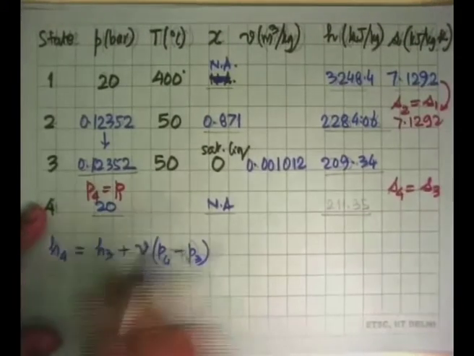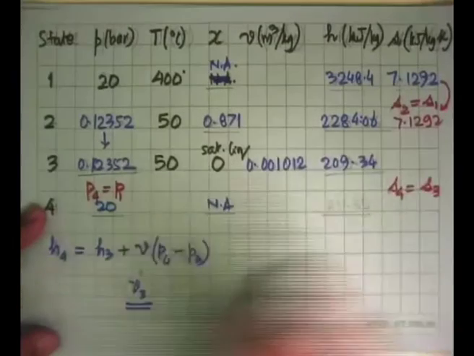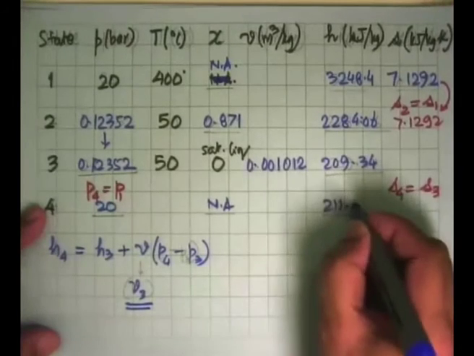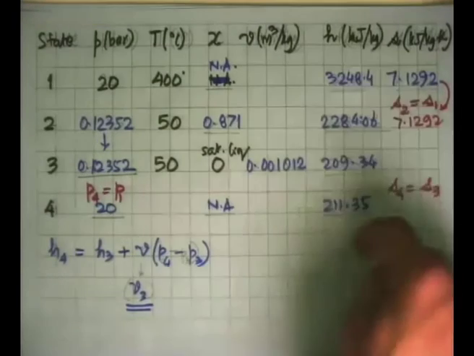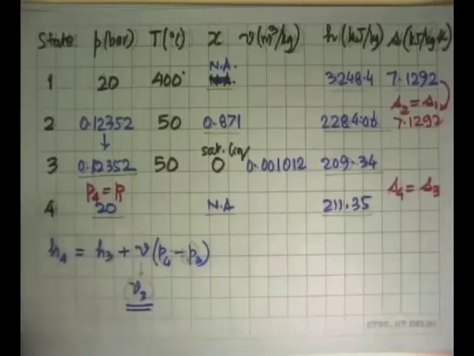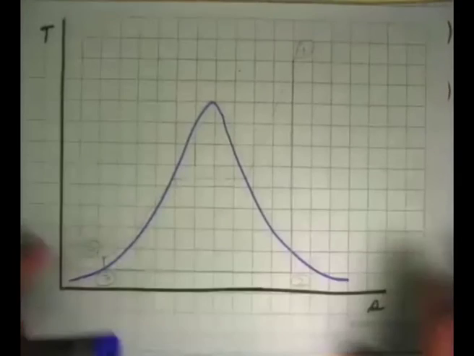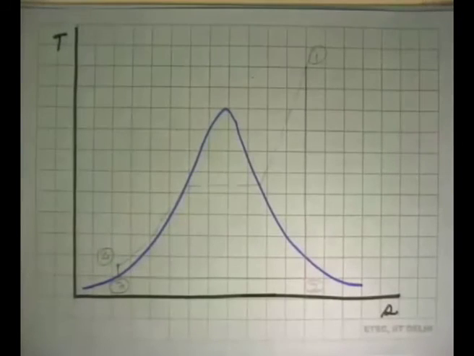We do this calculation. H3 is already known to us. H4 will come from here, which is 211.35. So now all the specific enthalpies are known to us, all the states are known, and we can visualize this cycle on the TS diagram.